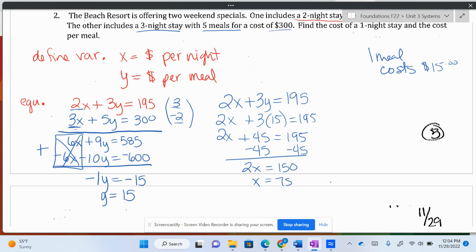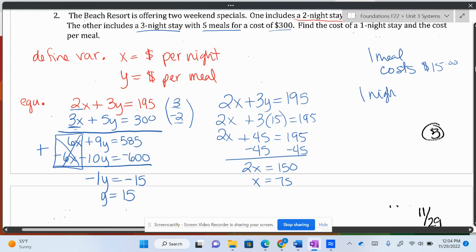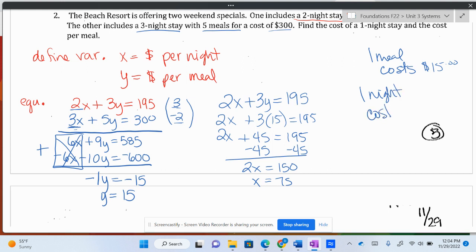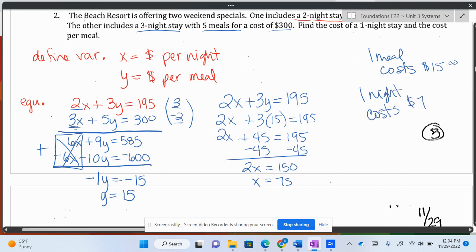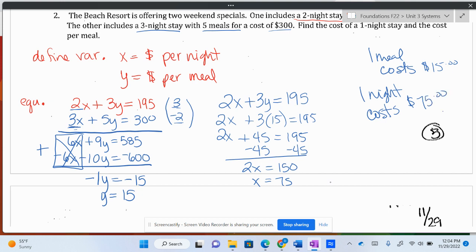75. So one night costs $75. So there's really my sentence right there. Okay, I've put it into words. One meal costs $15, one night costs $75.